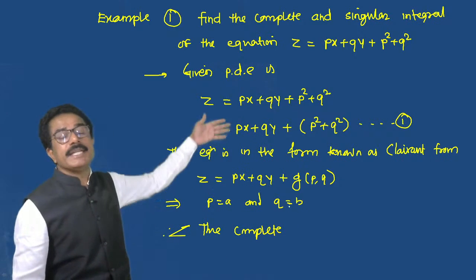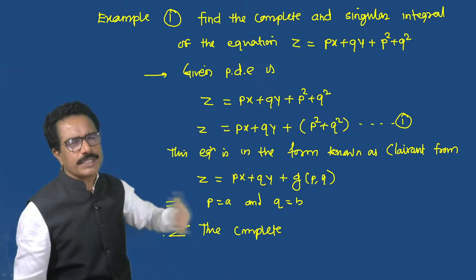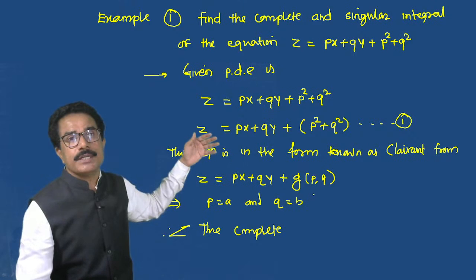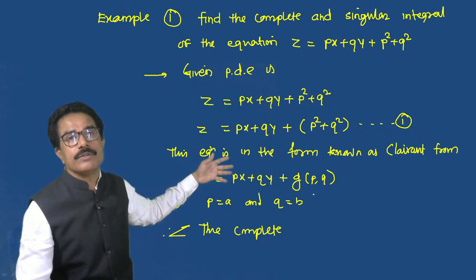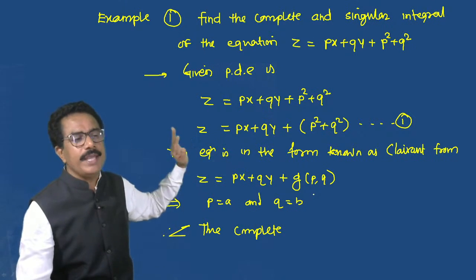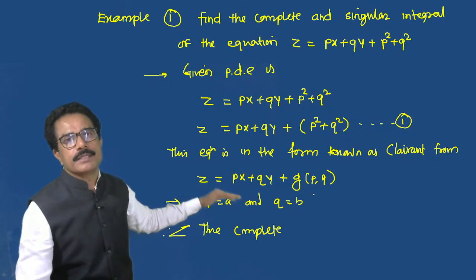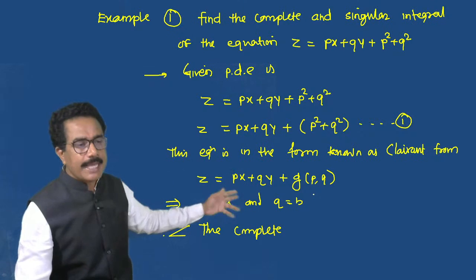tell me, what should we write directly as the complete integral? We do not need to solve it step by step. It is not necessary to write Charpit's equations, nor to find the values of p and q, fx, fy. You have to use the Clairaut method, the Clairaut equation, directly for this.